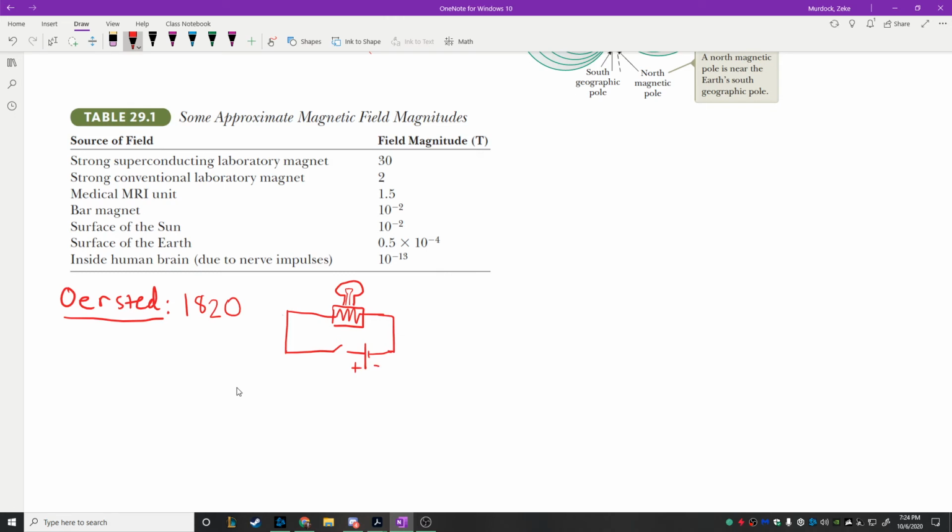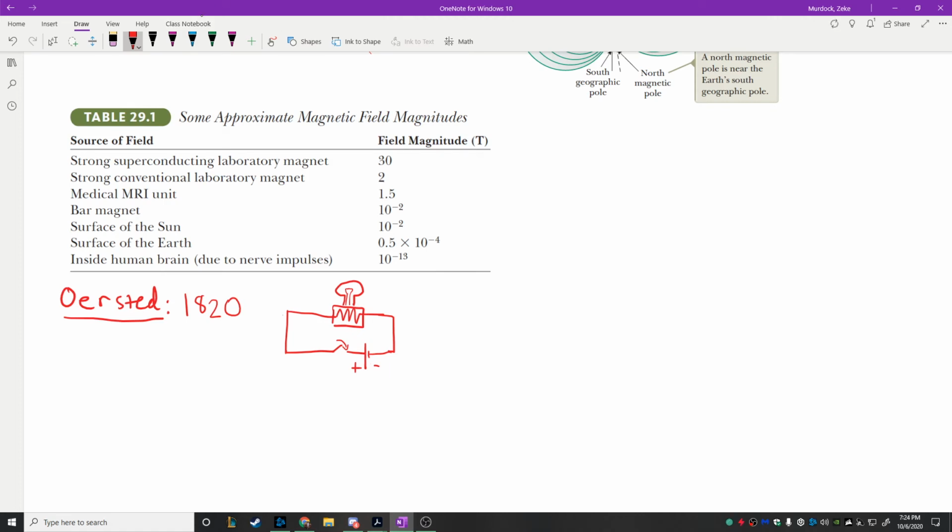positive, negative, like this. And you close the switch. What happens? The light comes on, right? That's not very impressive for you guys, I hope. You know that if you have a battery, you connect it up to a light bulb, you can turn the light bulb on, right? That wasn't the interesting part.